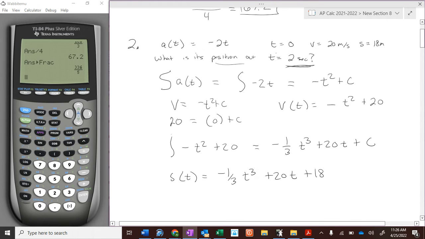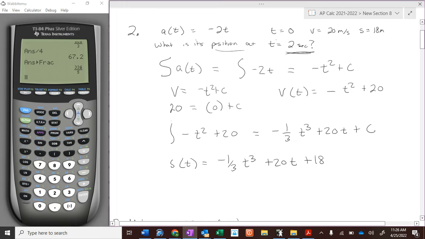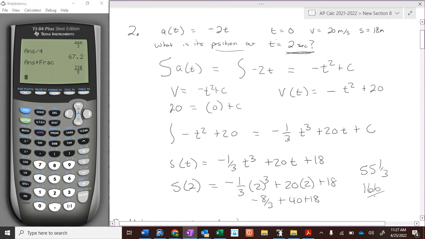Now, how do I find my position at time equals 2 seconds? Plug in 2. Find s of 2. Negative 1/3 times 2 cubed plus 20 times 2 plus 18. Well, this is negative 8/3 plus 40 plus 18. 8/3 is 2 2/3. So 58 minus 2 2/3 would be 55 1/3, or 166/3, right?